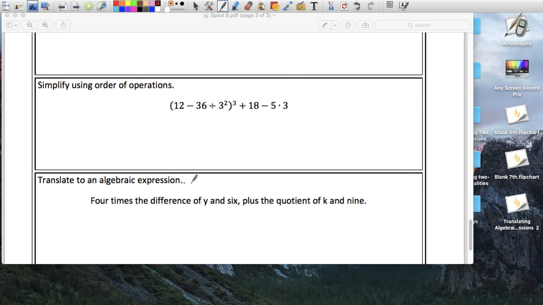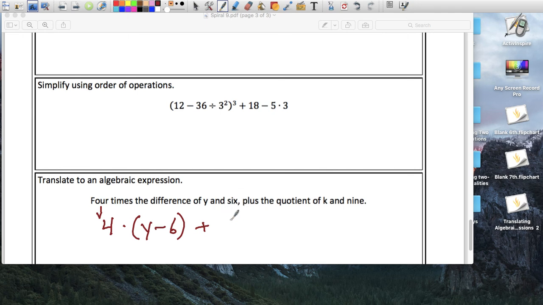Translate it to an algebraic expression. Some of you guys have not done this, but we can figure it out. 4 times the difference of y and 6. I'm going to multiply the difference of y and 6, so I'm going to multiply y minus 6 because it's the difference. 4 multiplied by the subtraction of y minus 6, plus the quotient.